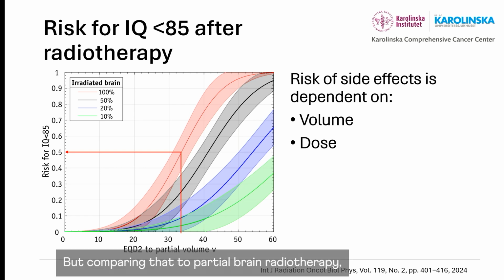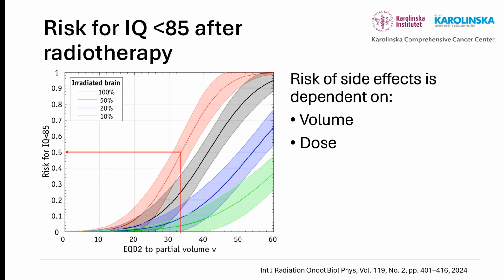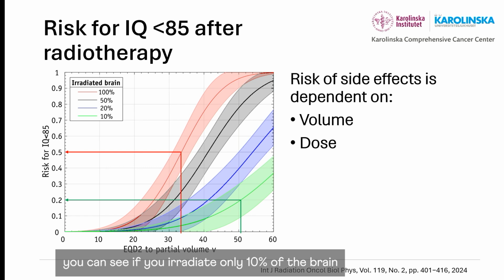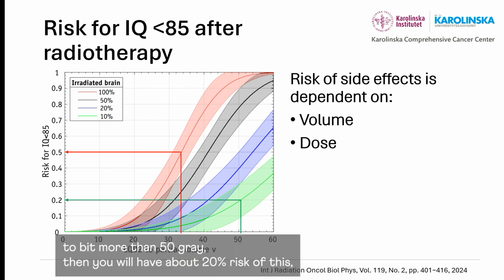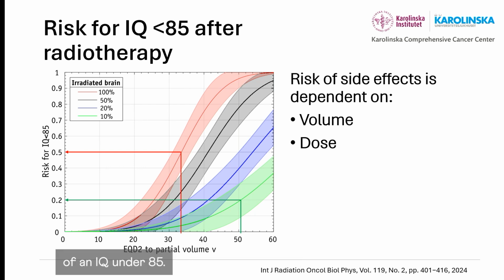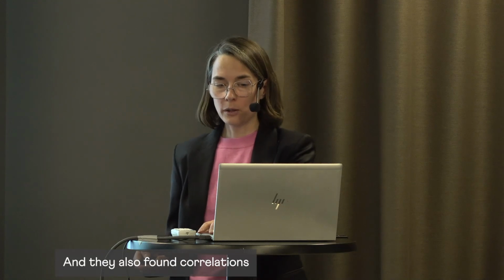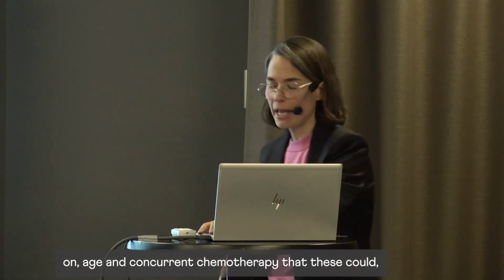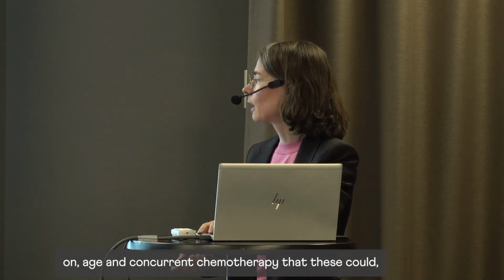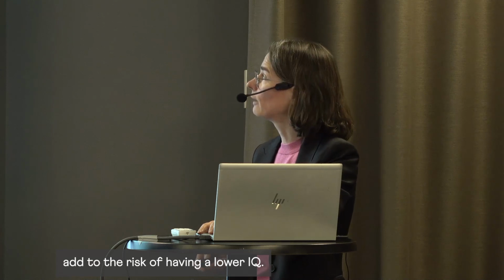But comparing that to partial brain radiotherapy, here in green, you can see if you irradiate only 10% of the brain to a bit more than 50 Gray, then you will have about a 20% risk of an IQ under 85. And they also found correlations with age and concurrent chemotherapy, that these could add to the risk of having a lower IQ.